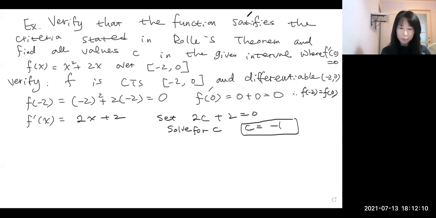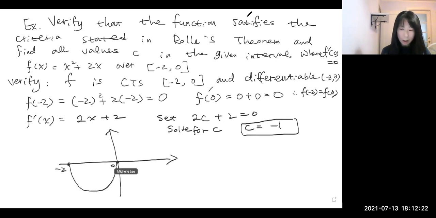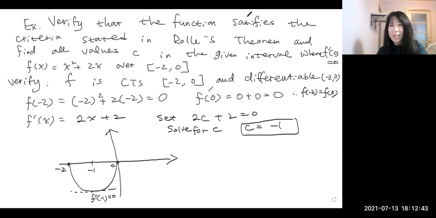So look here. Let me just draw. This is -2 to 0, the endpoints. Now, there exists c in between -2 and 0, which is -1 here, then f prime of c equals 0. Can you see that? Let me erase this one.